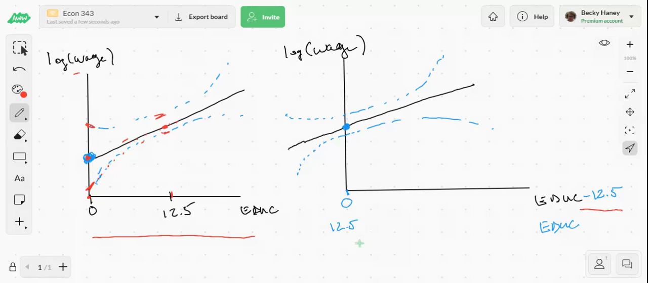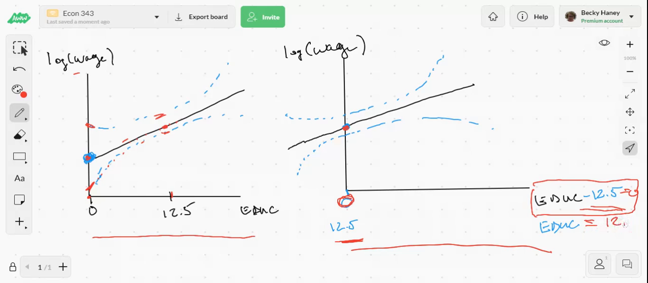But over here on this graph, if you subtract 12.5 from education, then the intercept, where education minus 12.5 is 0, is actually when education is at its mean, 12.5. And so the intercept then is the intercept when this variable equals 0. Education minus 12.5 equals 0. Well, that occurs when education is equal to 12.5, the mean. And so the standard error around the intercept is much narrower.